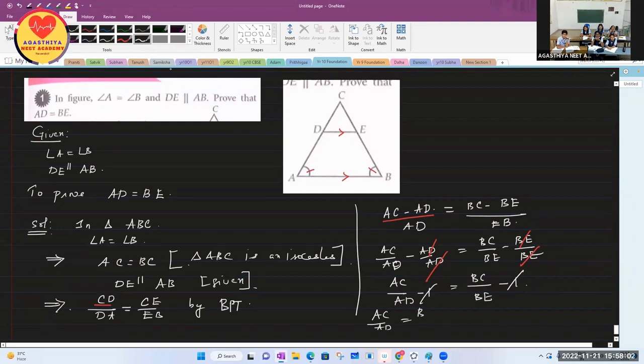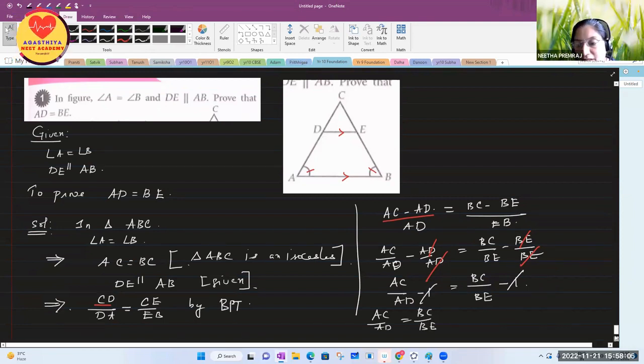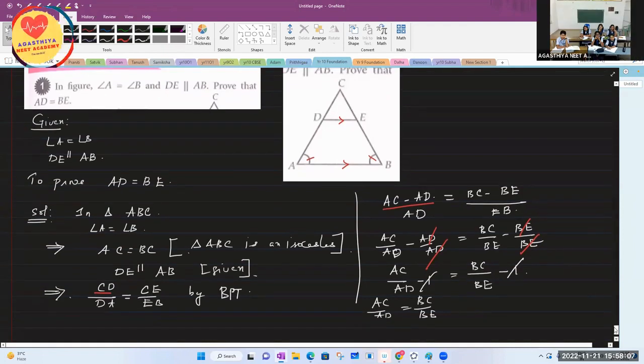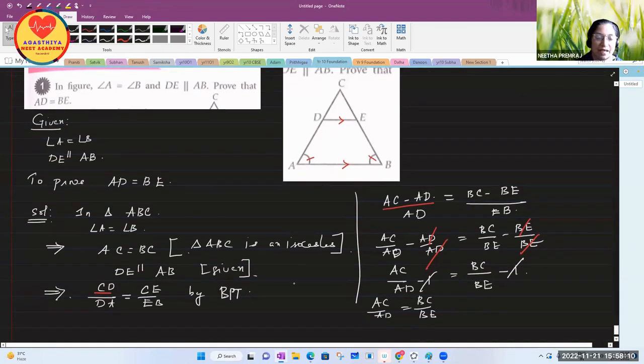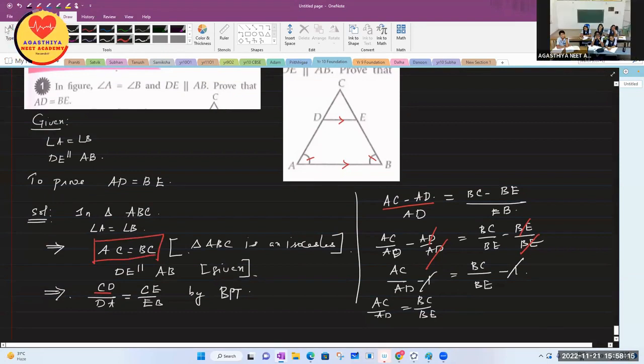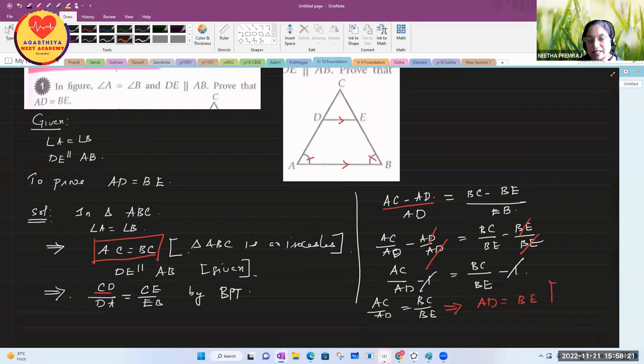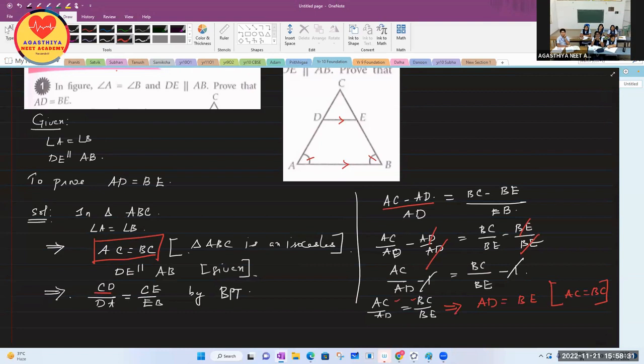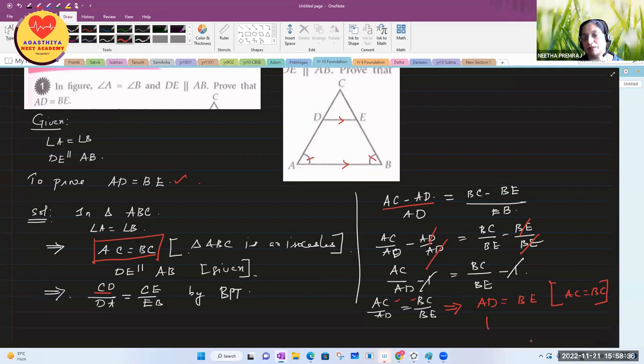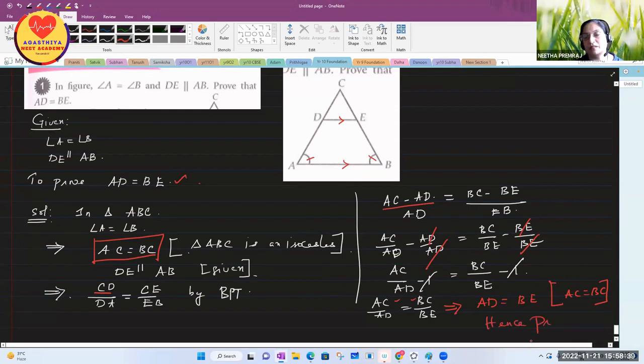But we know that the numerators are equal, isn't it? From this, the numerators are equal, which implies you can simply write AD is equal to BE. What is the reason? AC is equal to BC. Numerators are matching, obviously denominators must be matching, isn't it? Yes or no? Hence proved. That is what you want to prove, right? Hence proved. Make a note of it.